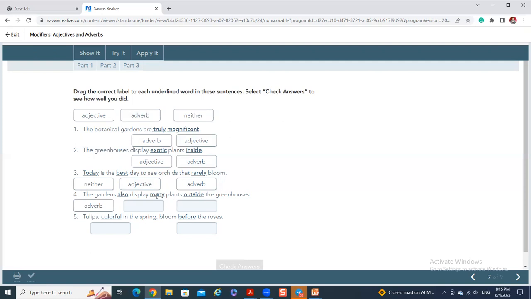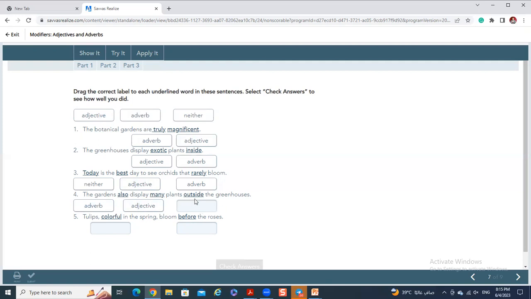Many plants. Engineer Taha. Many plants. Neither. How many plants? Many plants. Adjective. Take care. Neither, if it's not going to act as an adjective or adverb. If it modifies a noun or pronoun, it's an adjective. If it modifies a verb or another adverb or an adjective, it's an adverb.